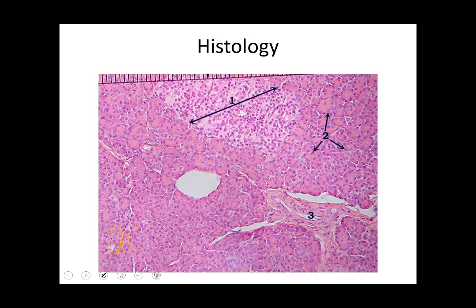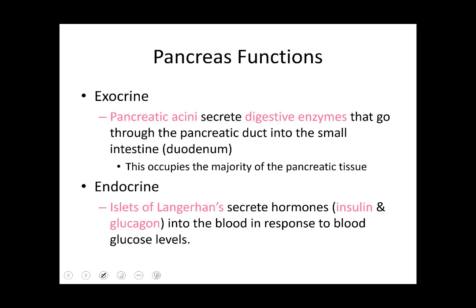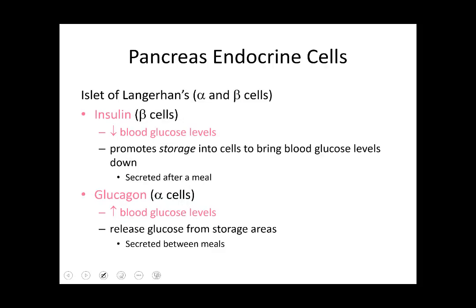You need to know acini and islets. What do acini do? Make digestive enzymes. And then the other thing that you need to know is this guy here, and that's going to be your pancreatic islet or your islet of Langerhans. And that is going to be what we're going to talk about next. So exocrine was the acini, and now the endocrine part, that's our chapter, our islet of Langerhans. So we'll go through here. The pancreas endocrine cells are coming from the islet of Langerhans, or pancreatic islet, however you want to refer to it.